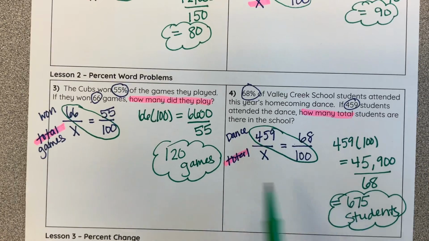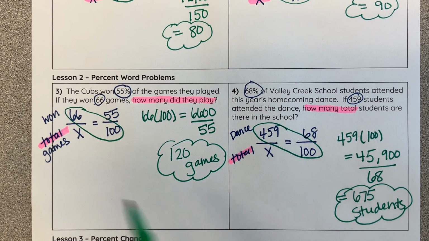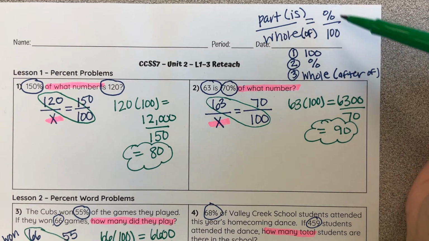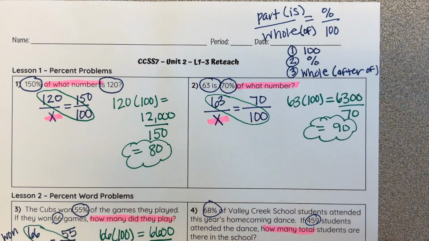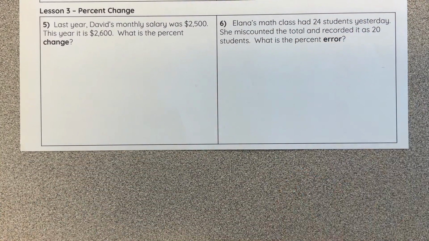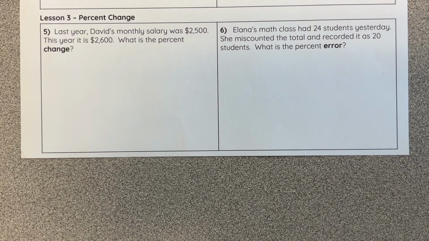And in all these examples, it happened to be that we were solving for the whole. That's not always going to be the case. Just make sure that you're using this proportion, part over the whole equals the percent out of 100, and those clues and those steps. Last thing that we're going to look at is the percent change. So percent change and percent error. So we're going to do one of each.